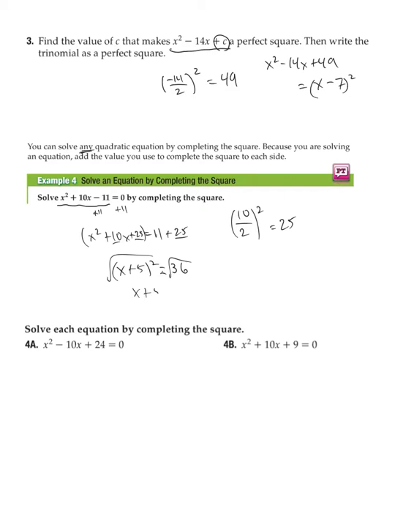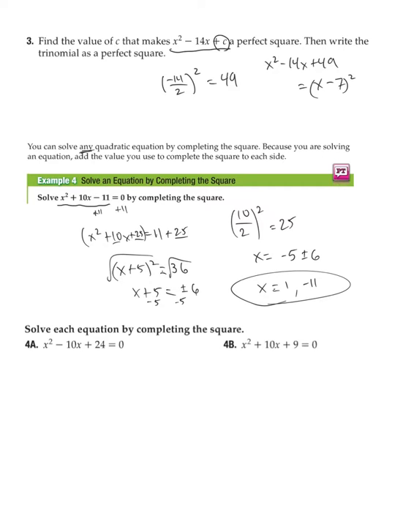We've got x plus 5 equals plus or minus 6. Subtracting 5, we've got x equals negative 5 plus or minus 6. Negative 5 plus 6 is positive 1. Negative 5 minus 6 is negative 11. So your solutions are 1 and negative 11.